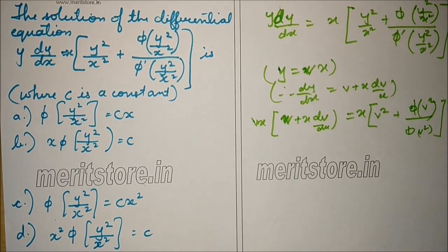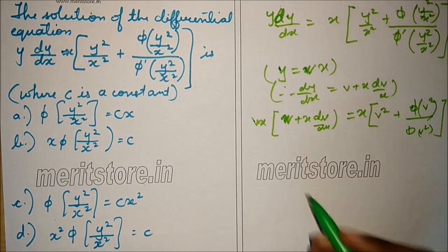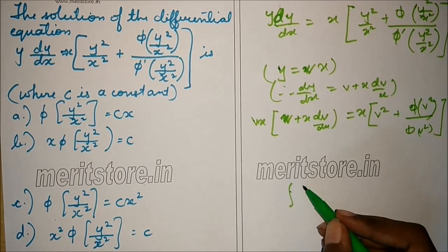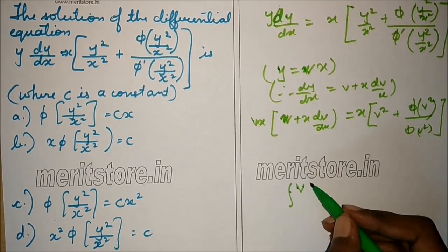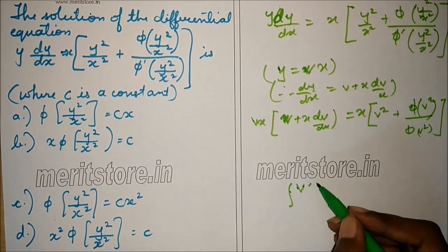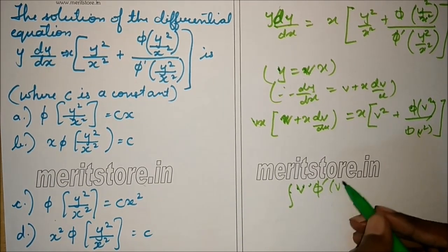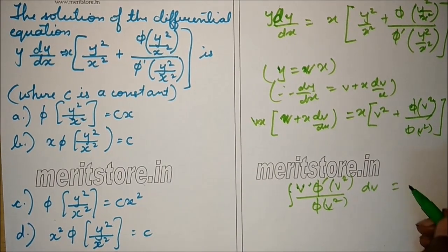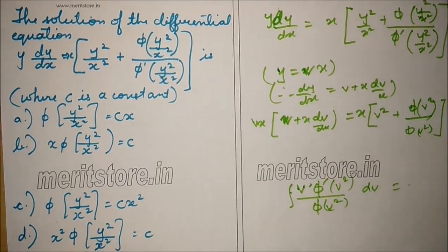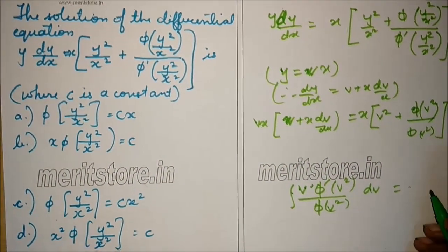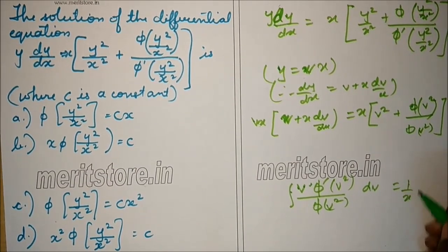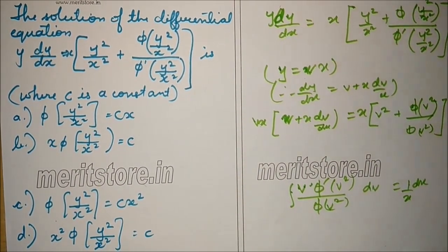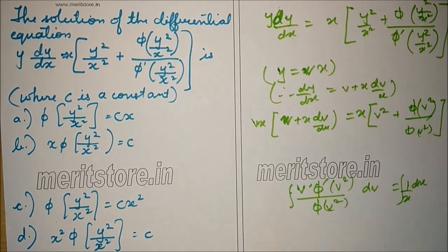So shifting v terms on one side and x terms on the other side, we'll be getting the integration of v into phi dash of v square upon phi of v square into dv is equal to 1 by x dx. So this is what we got. Now we integrate both sides.